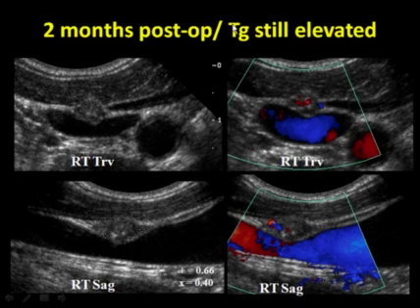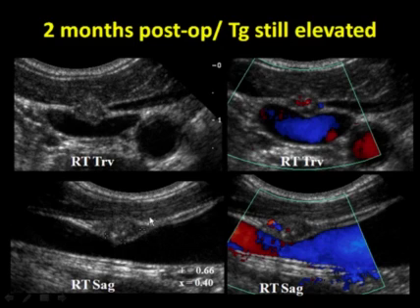He was given radioactive iodine and his thyroglobulin was still elevated 2 months post-op. He came back for a scan and we saw this irregular shaped node with echogenic areas, probably microcalcifications, disorganized flow, and mass effect on the jugular vein.